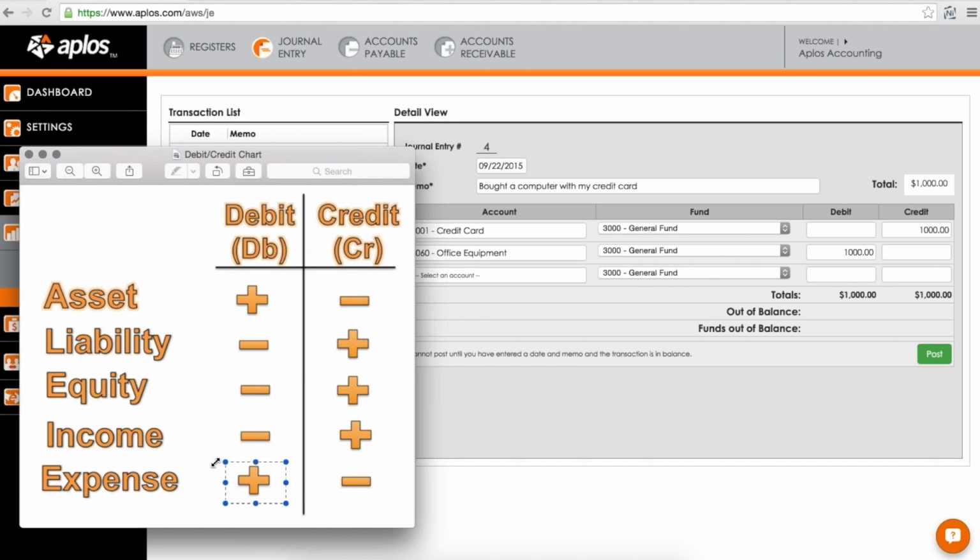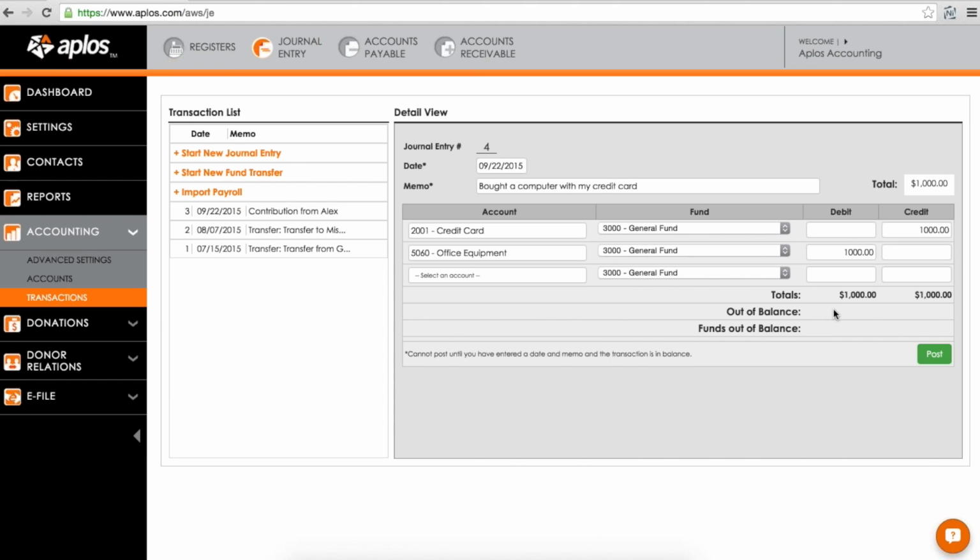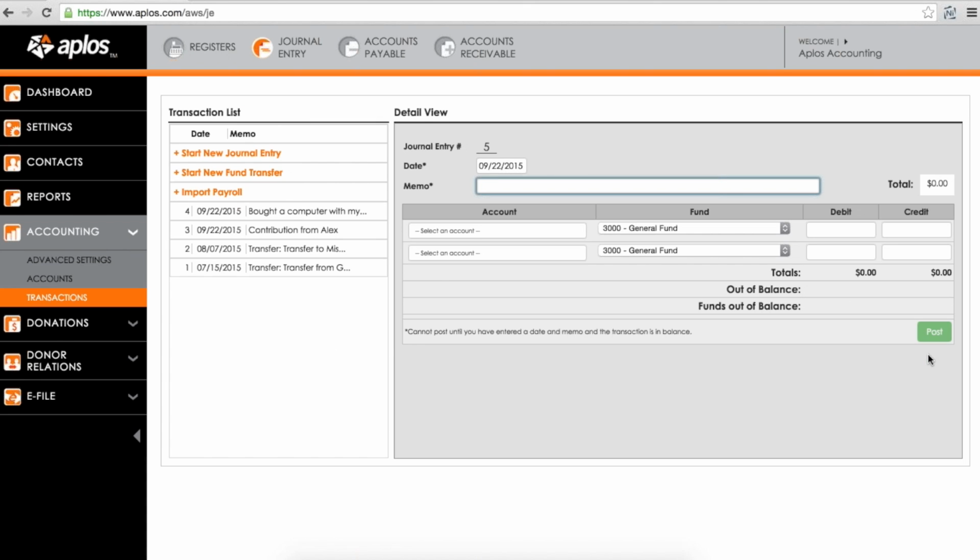So there's the $1,000 for the expense for the computer. Here's also the $1,000 that I now owe for the liability. So then everything is in balance. I click post. That now saves.